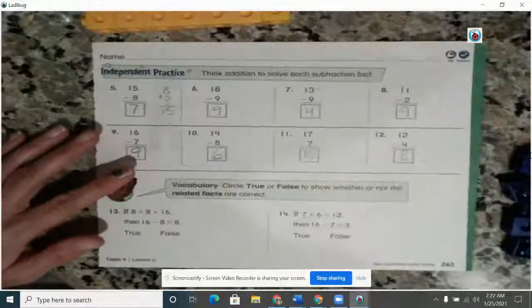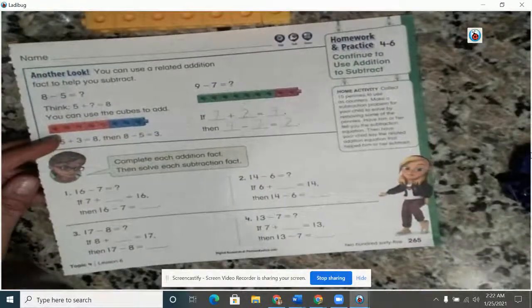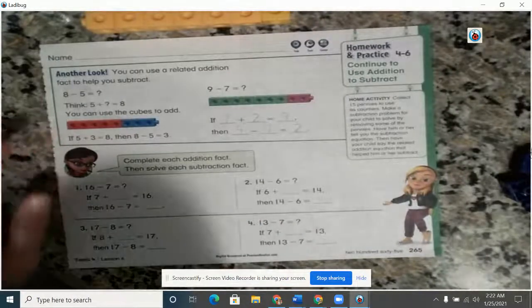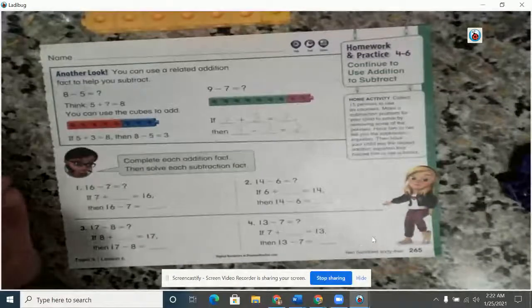You have the other page to do on your own. This one is to be done on your own. And it's just exactly what we just did. You're going to do both sides of the paper and turn that in on the Google Doc. And if you want to, you could do it with me during our Zoom today.